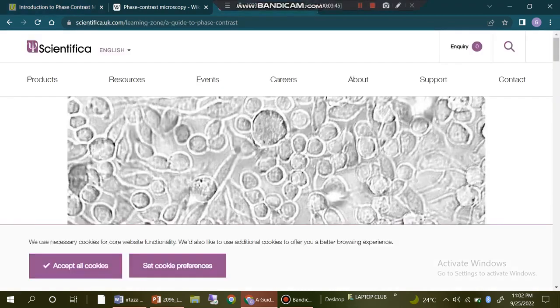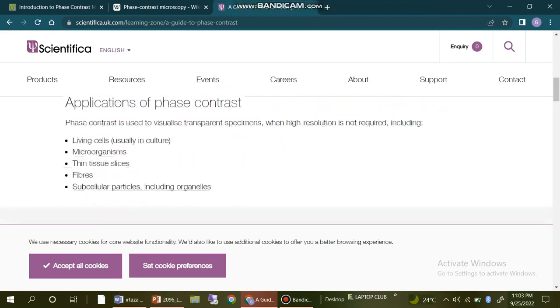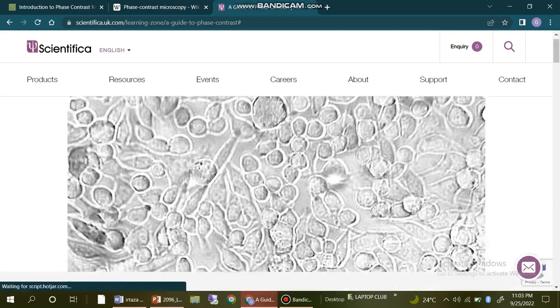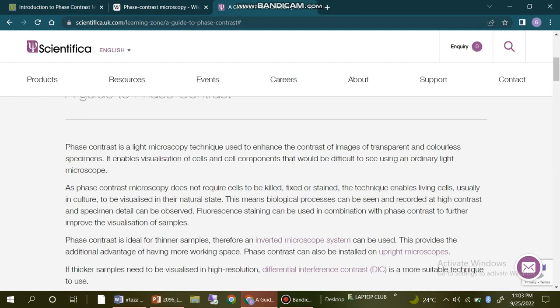And also you can see here some details about phase contrast microscopy on this website. Here it is also describing some guide to phase contrast.